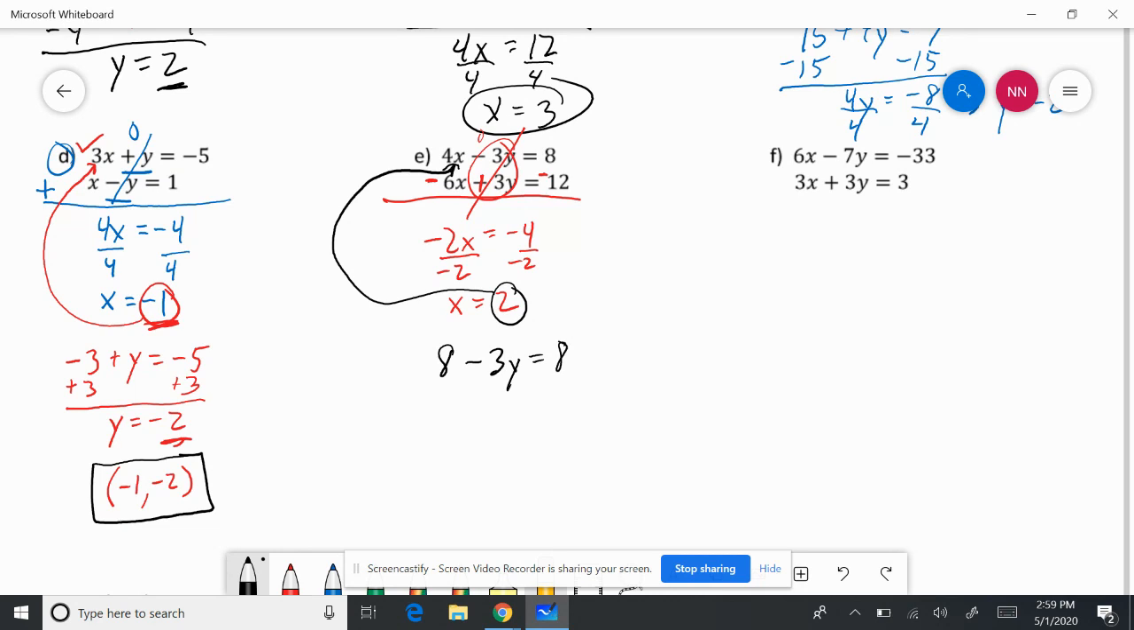And the next step is to solve for y. So I'm going to subtract 8 on both sides. I get negative 3y equals 0. I divide it by negative 3. And so y is equal to 0. Now I'm going to write my ordered pair, 2, 0.